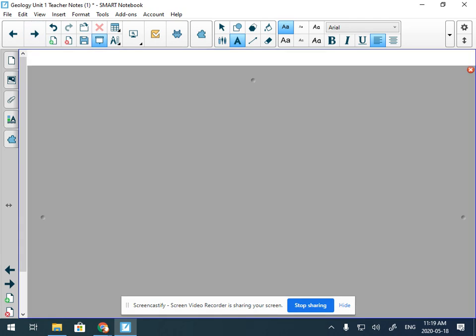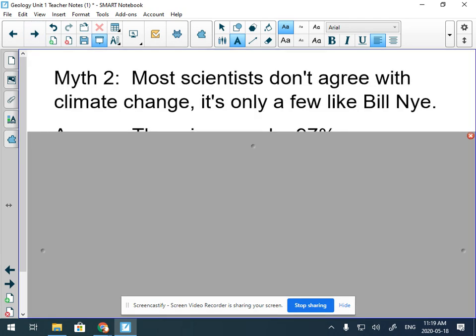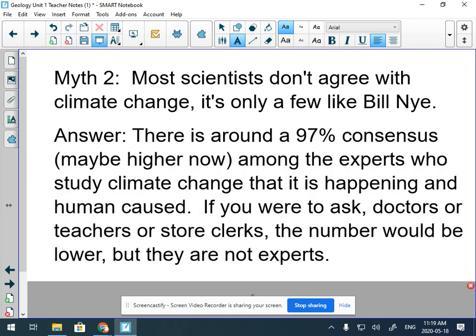Okay, another myth. Most scientists don't agree with climate change. It's only a few, like Bill Nye. Okay, now that's not true. There's around a 97% consensus, it's probably higher, among the experts that study climate change. So these are the people that have the research data, they work every day, and they understand the science. They have a 97 plus percentage consensus, which means they agree the climate is changing and it's caused by humans.